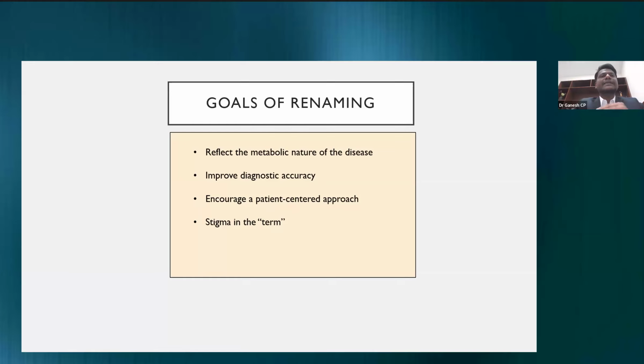And as Sar said, it will remove the stigmatizing term: the word fatty is removed, and the word alcohol, for patients who are not consuming alcohol, is also removed. This also encourages a patient-centered approach.